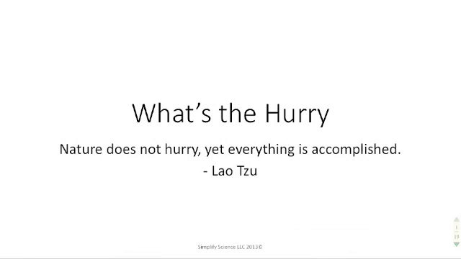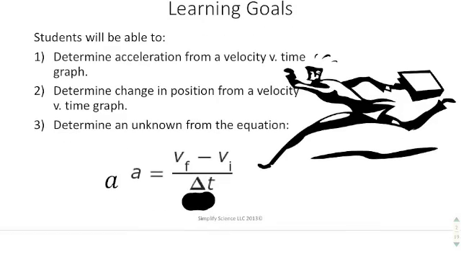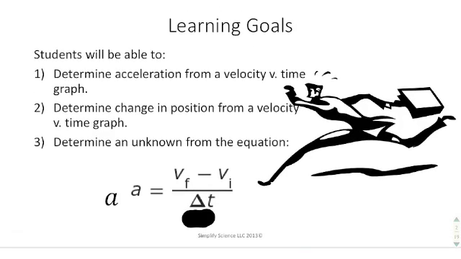So this is going to be our introduction to our second kinematics motion equation for acceleration. And we want to start off by looking at our learning goals. And they are to determine the acceleration from a velocity versus time graph, to determine change in position from a velocity versus time graph, and then you also want to be able to calculate any unknown using the equation that we have here. This extra a right there. So we want to be able to do those for this particular equation.